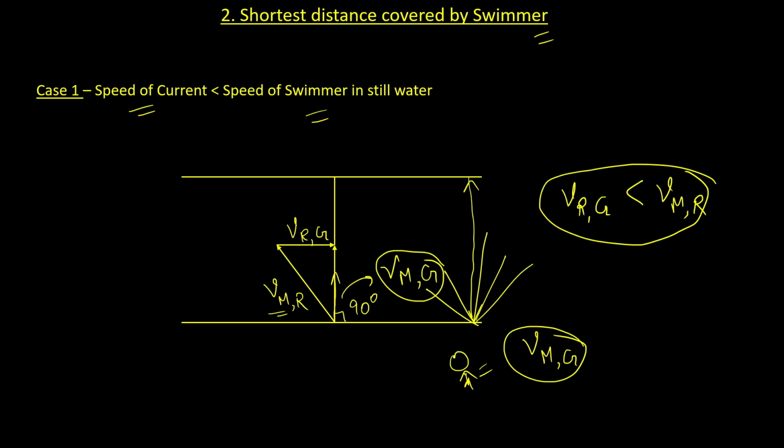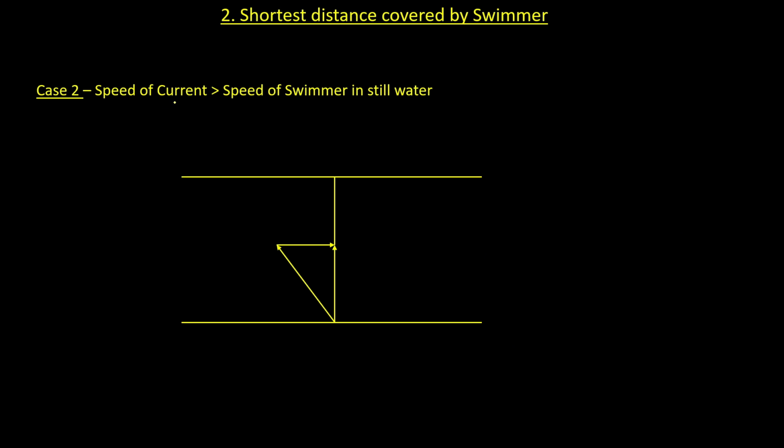And that's why when you see from the ground, this swimmer must swim in this direction, making an angle of 90 degrees with respect to the speed of current. And for this, the velocity of this swimmer with respect to river must be somewhere over here, like this, at some angle, say theta, with this velocity of river with respect to ground. So that when you see from the ground, this swimmer travels in this direction, which is perpendicular to the speed of current. The second case is when speed of current is greater than speed of swimmer in still water. This is basically speed of river with respect to ground, and this is velocity of man or swimmer with respect to river.